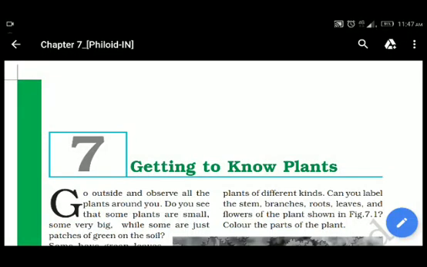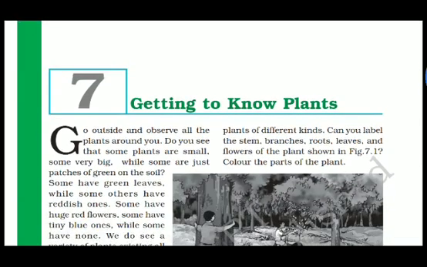Hello, dear students. Today we are going to start learning a new chapter, that is getting to know plants. So, you know about the different plants that are around you. When you go outside, you will see different varieties of plants. Some plants may be small, some plants may be big. Then there may be some trees. Some plants may have fruits, some may have flowers, some may have big flowers, some may have small flowers. Like that, there are a variety of plants around us.